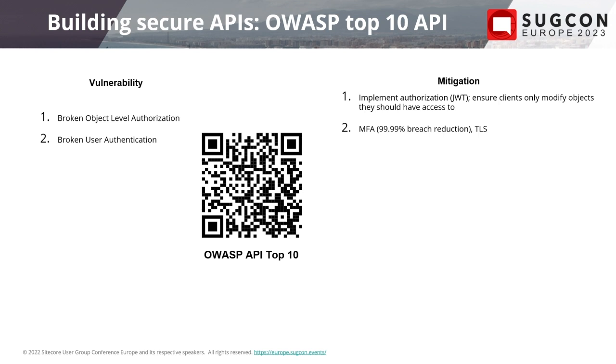Interestingly enough, multi-factor authentication reduces breaches by 99.99%. So if you can, do implement the MFA. Excessive data exposure. This is where our APIs just become too chatty, where we expose too much data.